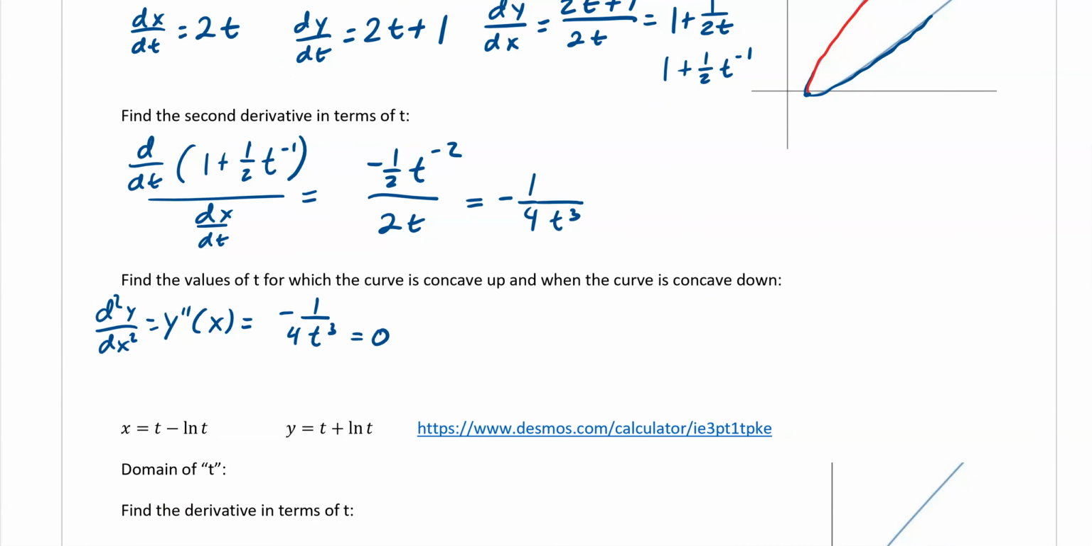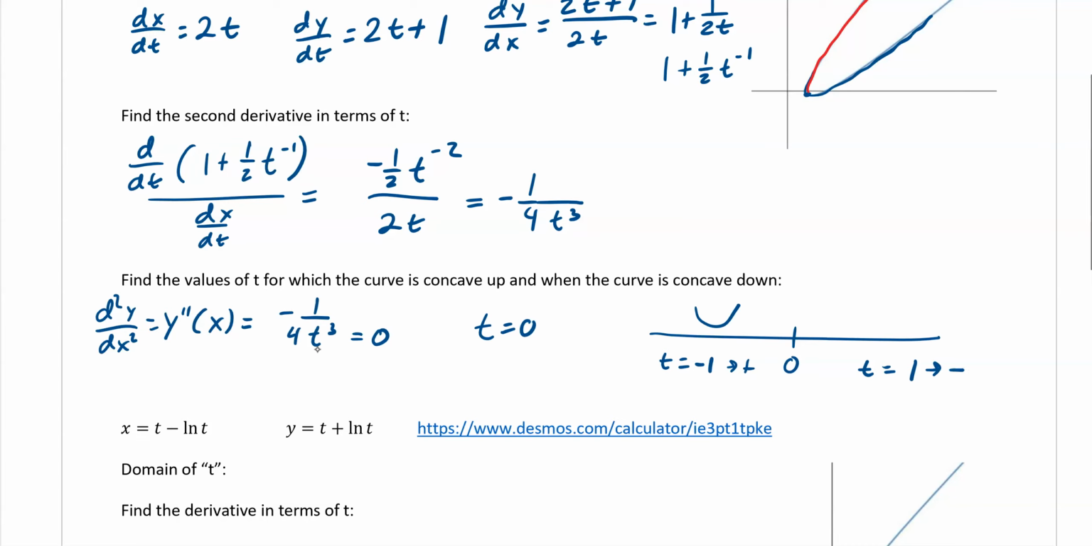So same thing as before. So that we set equal to 0, so t equals 0. And then we draw a line. We put 0. And so now what we're going to do is plug in some t values to the left and some t values to the right. So t equals negative 1 would be over here, and t equals positive 1 would be over here. So you can even use 100. So if I plug negative in here, it's negative over negative. This is a positive, so we should be concave up. And if I plug in 1, it becomes negative. So this would be concave down.